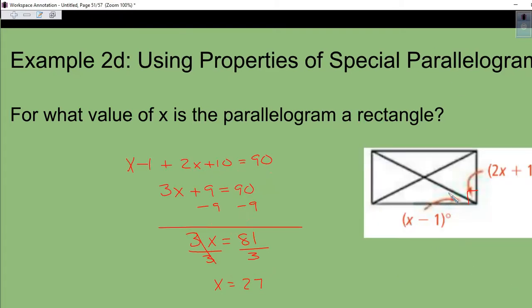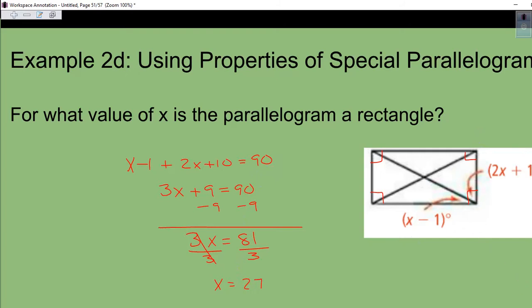And then the next one, a rectangle. In a rectangle we know each angle is a right angle. So that means that these two angles are not congruent, because they're only congruent in a rhombus or a square. These two angles here are going to form a right angle, so they add up to 90. So x minus 1 plus 2x plus 10 equals 90. Solve for x, and we get x is 27.